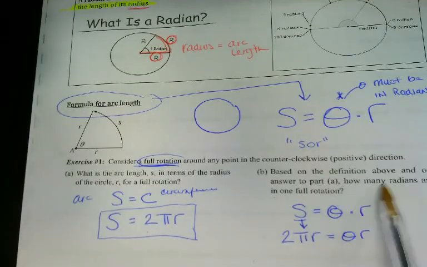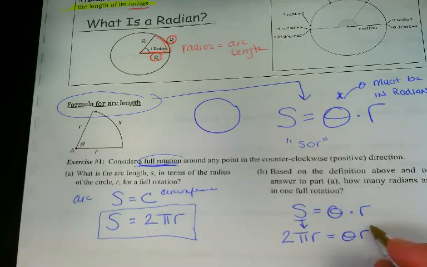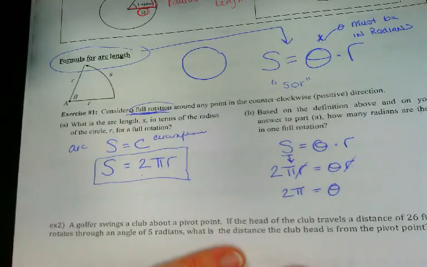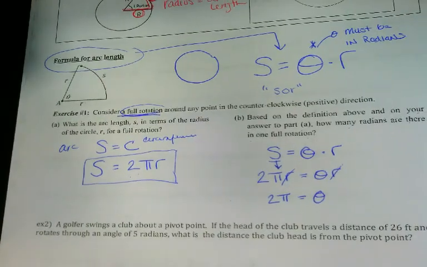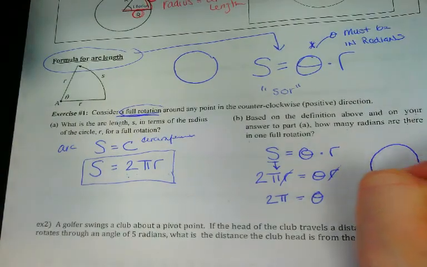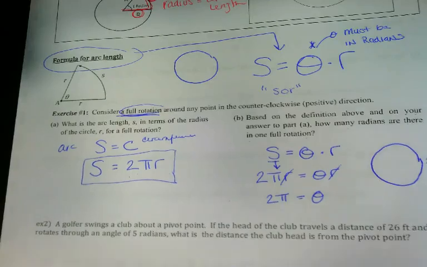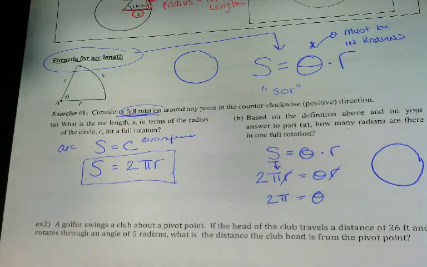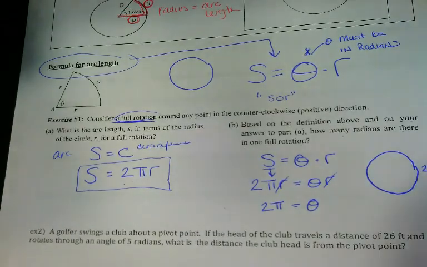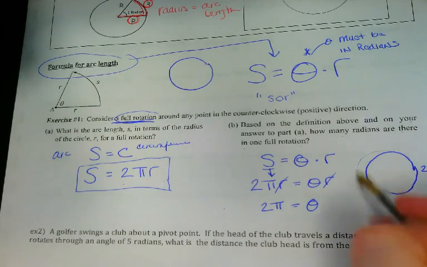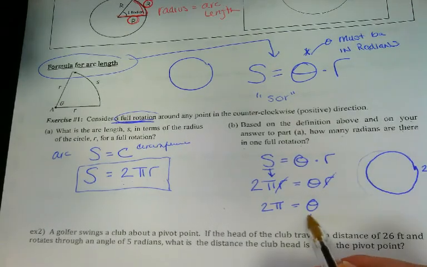It says, how many radians are there in one full rotation? Well, if I divide out the r's, in one rotation I should get 2 pi. So what that's saying is, in one loop around, draw a circle for yourself, one loop around is equivalent to 2 pi radians, because theta is measured in radians.